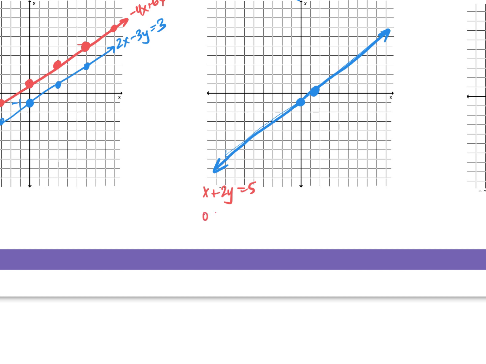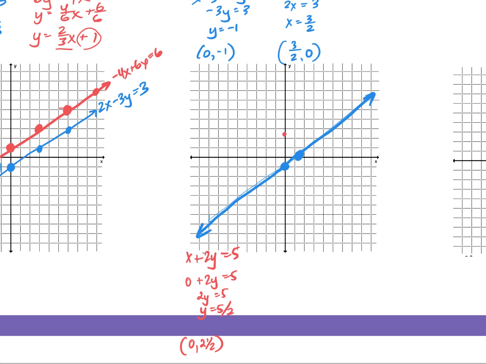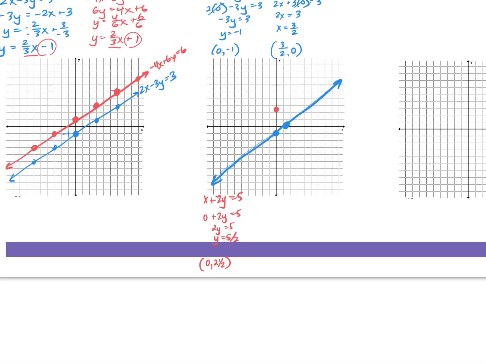So I'll make x equal to 0, and I'll solve for y. So 2y is 5, so y is 5 over 2. So when x is 0, y is 5 over 2, which is 2.5. So x is 0, y is 2.5. And then I'll do the next one.